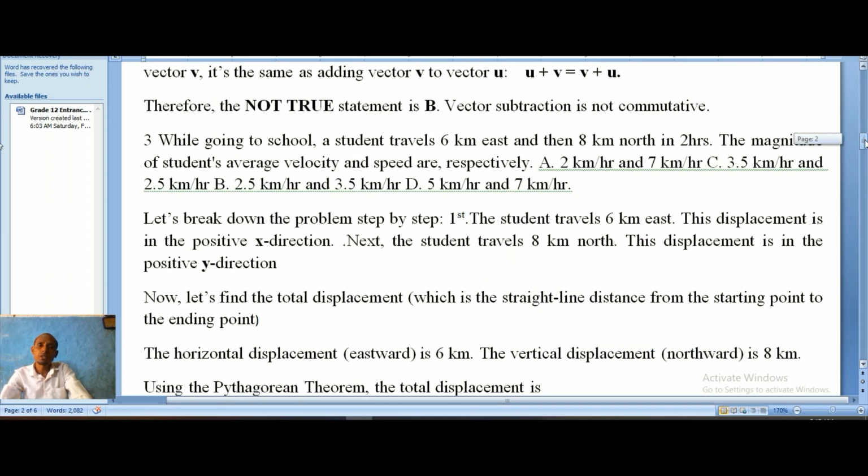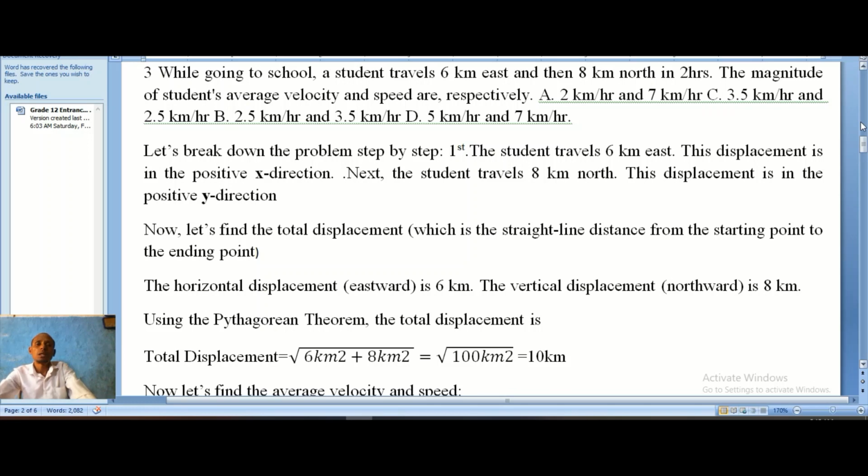Now we come to the third question. It says that while going to school, a student travels 6 kilometers east and then 8 kilometers north in 2 hours. The magnitudes of the student's average velocity and speed are respectively: choice A, 2 kilometers per hour and 7 kilometers per hour. Choice C, 3.5 kilometers per hour and 2.5 kilometers per hour.